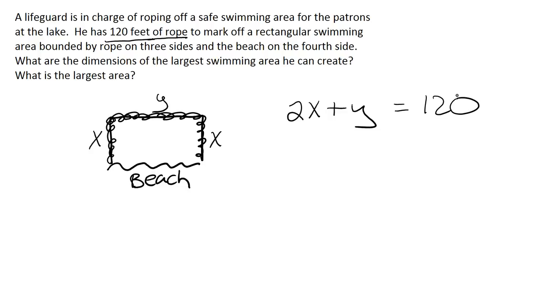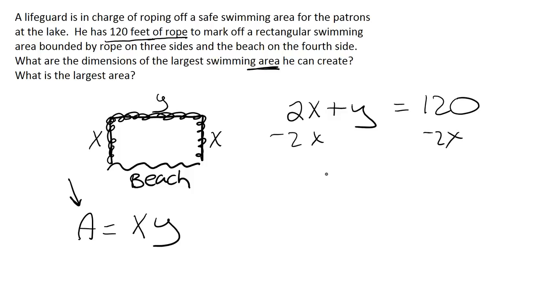Then what we're also trying to maximize here is the largest swimming area that he can create. Well, the area of a rectangle is the length times the width, or in this case, X times Y. Since we're looking to maximize the area, we want to get it down to a single variable. We're going to do that by rearranging this perimeter equation, 2x plus y equals 120. I'm going to solve that for y by subtracting off the 2x from both sides, and we'll get y equals 120 minus 2x.